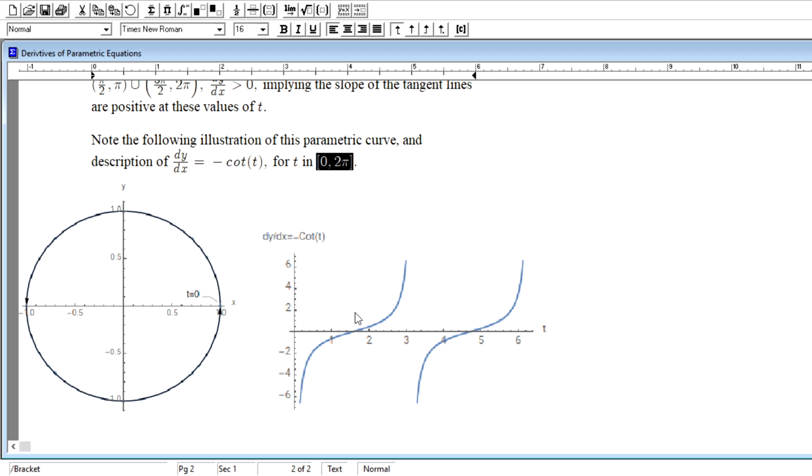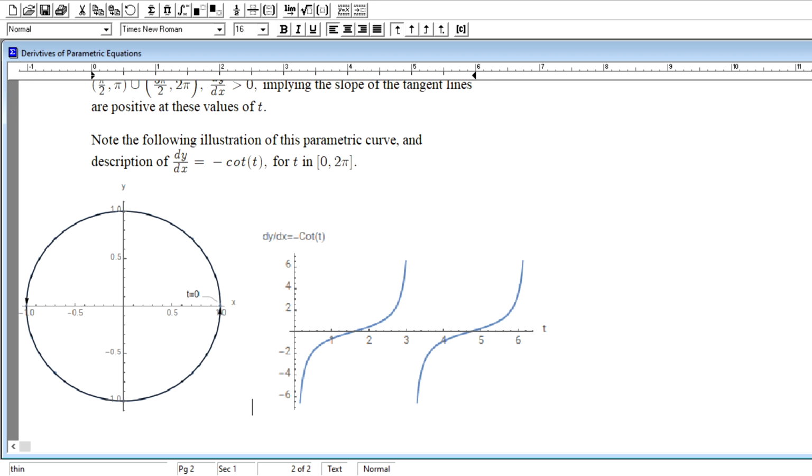At the values of pi over 2, which would occur here, and 3 pi over 2, which would occur here, we have that slope of the line tangent to the curve 0 in value. Those are the horizontals. And between this vertical asymptote and this location at 0, we're negative, and from where we're at 0 to this vertical asymptote, we turn positive. That's describing the slopes in these two regions, respectively.